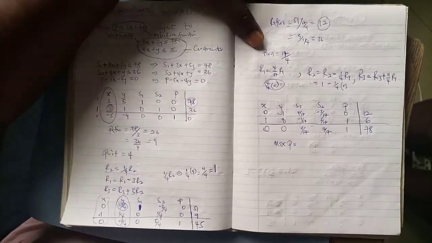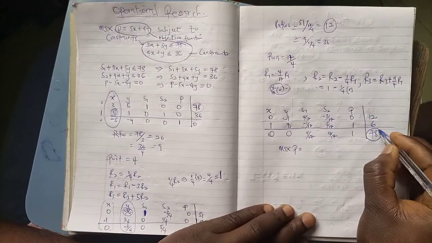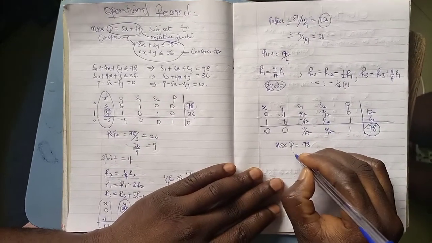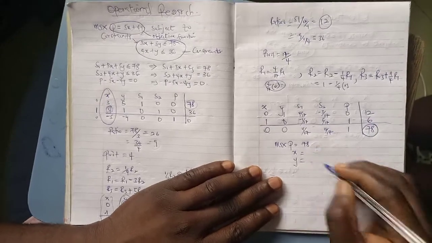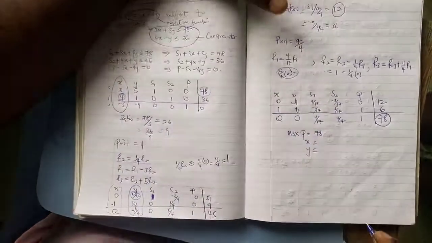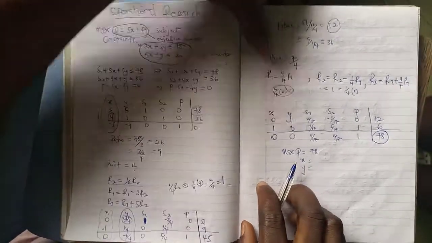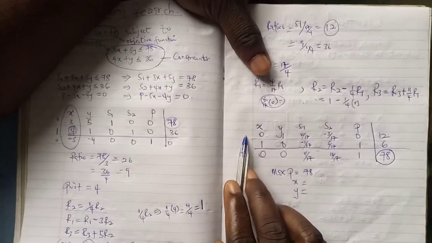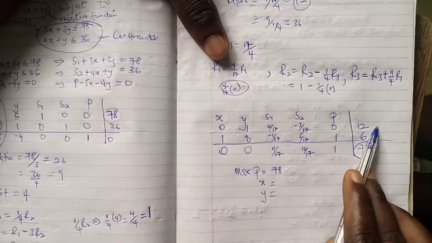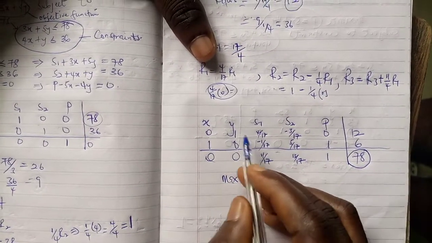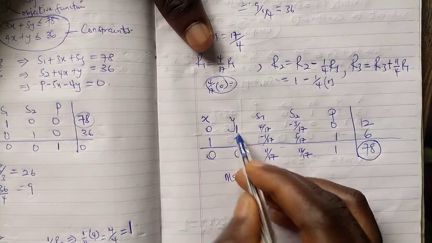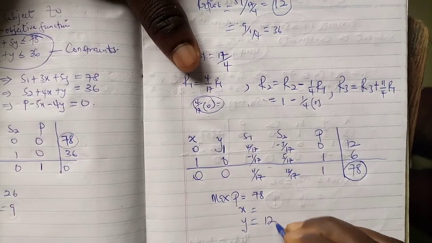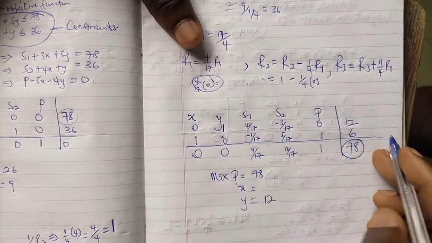We are maximizing P. The final answer here is our P. So we now check for our X and our Y. This is what mostly confuses students. Don't ever think that always your first row is your X, never. We look at where the ones fall. You see that there is a 1 here. The 1 is under the Y. So our Y, when we trace, is 12. Then our X, you see the 1 here, when we trace is what?